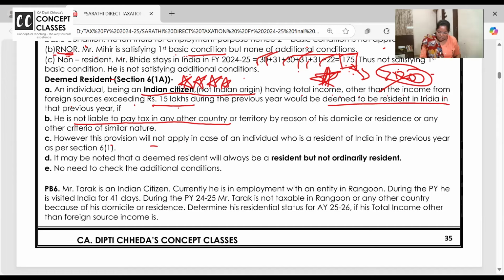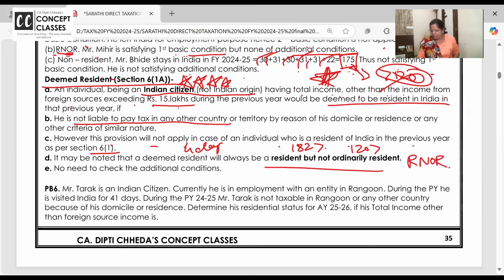Okay. This provision will not be applicable if you are checking residential status routine. 182 days and more, then routine. 120 days and more, then that one. But suppose if you are in India only for 4 days, but you are Indian citizen, earning more than 15 lakhs, then you are said to be deemed resident under section 6, clause 1A. You are resident but not ordinary resident. No need to check the additional conditions.